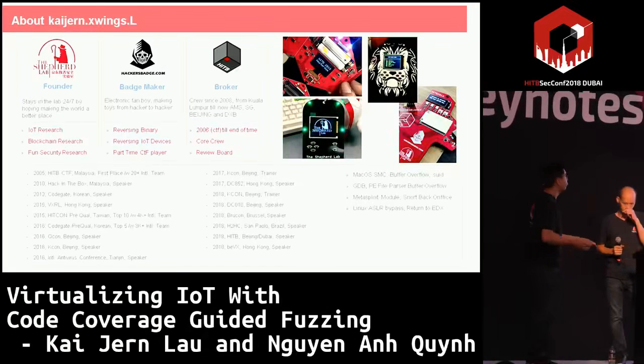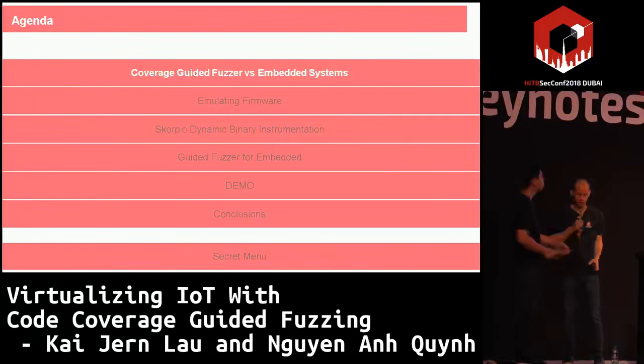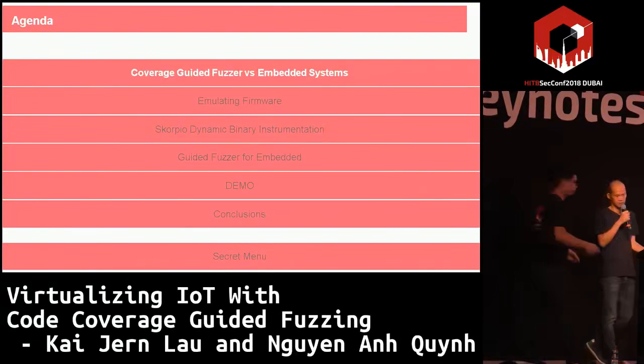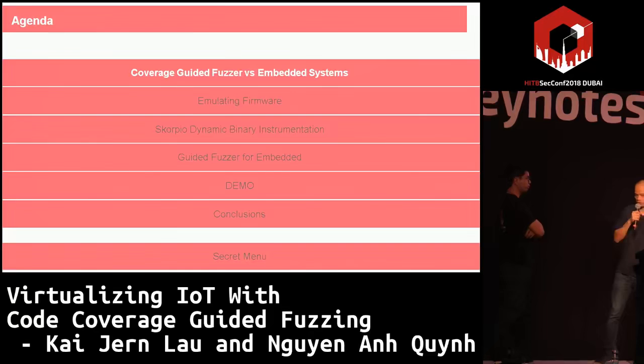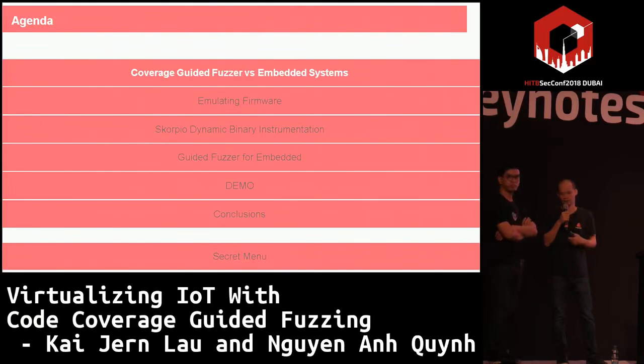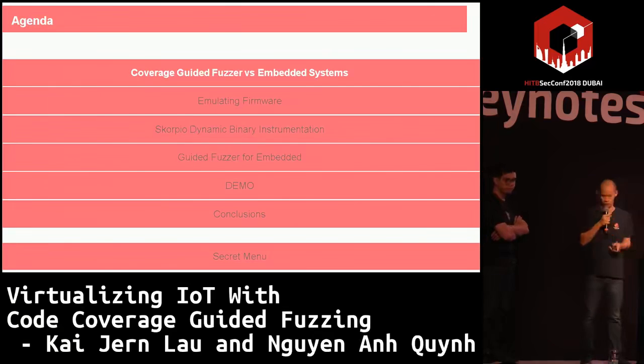So this talk will be from me and Quynh. We'll be talking about how we build an IoT fuzzer together with virtualization techniques. Okay, so here's our agenda. First, we take a quick look at the concept behind guided fuzzers and how we want to build this one to find bugs in embedded systems. So we need to do a lot of things. We need to emulate the firmware. We need to build our own DBI, and then finally we can build our own fuzzer. And if you have time, we have a quick demo, or if you do not have time, you can go to our Armory session later to see the real demo.